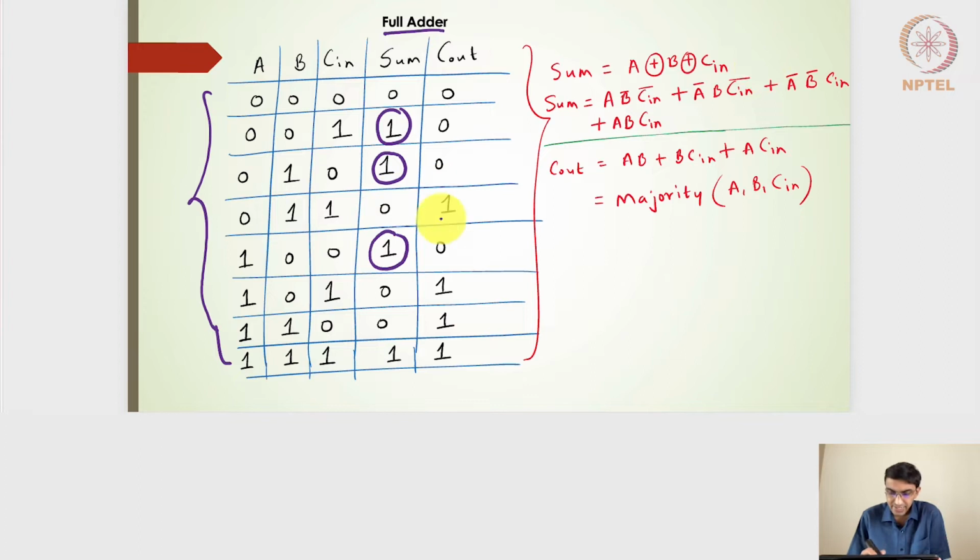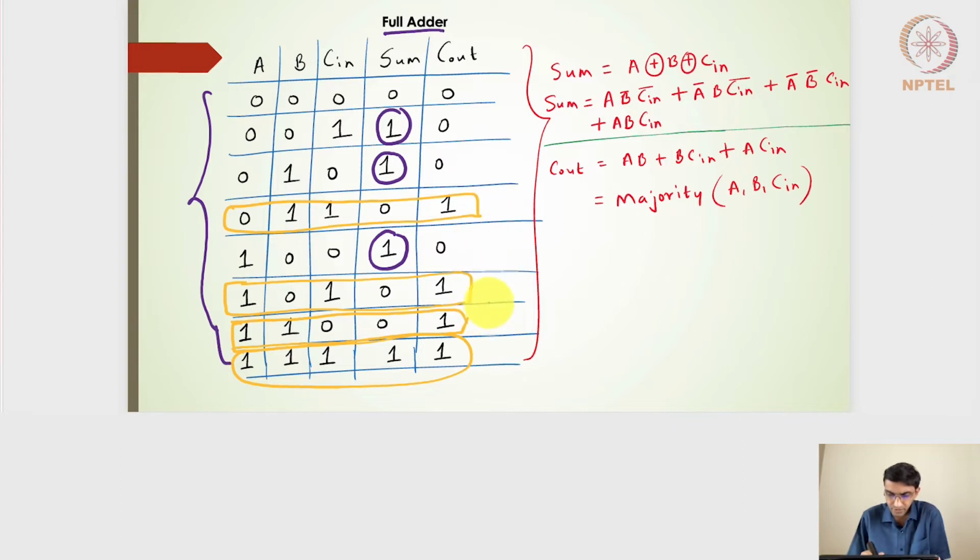Carry out is again very interesting to see. Let me take a different color. In this particular combination the carry out is 1 when B and C are 1, the carry out is 1 here when A and C are both 1s. Carry out is 1 when A and B are 1, and it is 1 finally when all 3 are 1. Right.